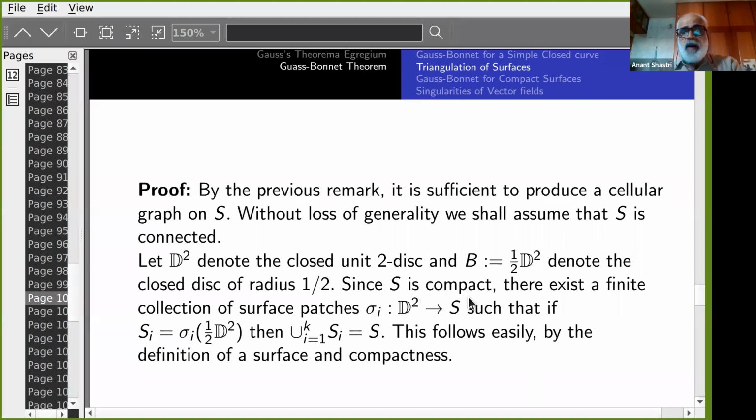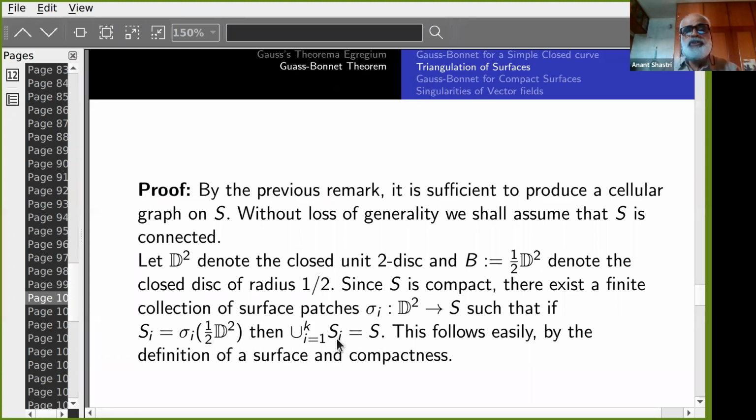Since S is compact, there exists a finite collection of surface patches sigma I defined all over D2 into S, such that if you take only the image of half the disk, sigma I of half the disk, the finitely many of them will cover it. The whole of S is the union of Si for i equals 1 to n.